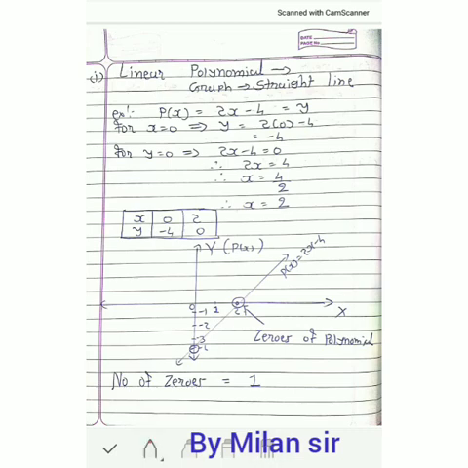Now give values to the x and y axes. The first point is (0, -4). So x coordinate 0, y coordinate -4. The x coordinate 0 is here and the y coordinate -4 is here. So this is the point (0, -4). Second point (2, 0). So x on the x-axis is 2 and y is 0. So this is your point (2, 0). Join these 2 points and draw one straight line.